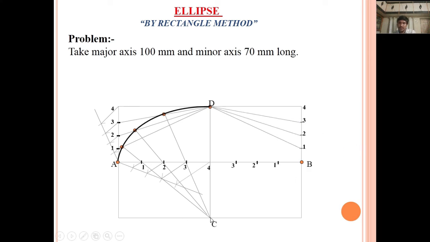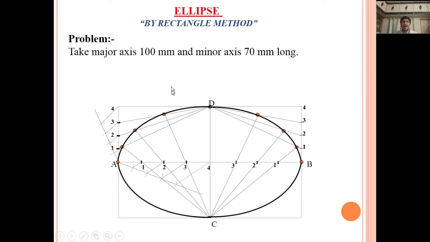and from the point C, 1 dash coincides with the point A, C 2 dash coincides with the point 2D, C 3 dash coincides with the line 3D like this, and we get another 3 points and draw a half ellipse through 1, 2, 3, 4 and 1, 2, 3, 4. This procedure is continued and repeated in the remaining 2 quadrants, and we get our ellipse by the rectangle method.